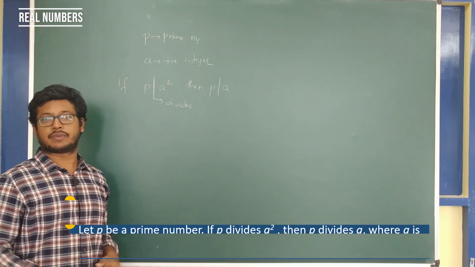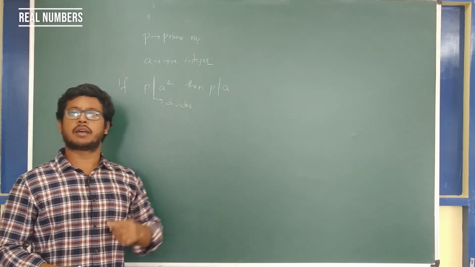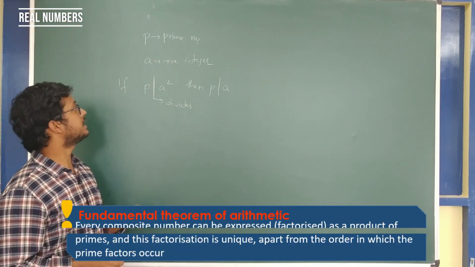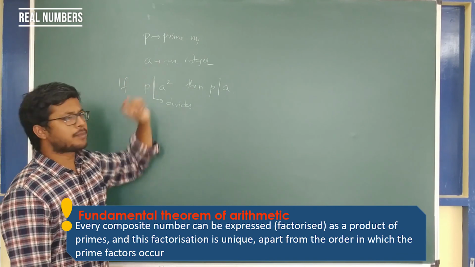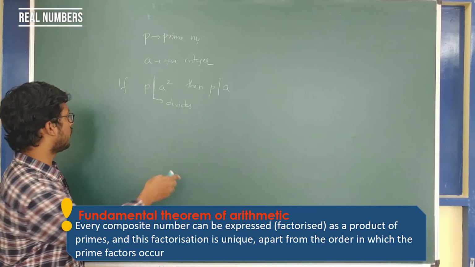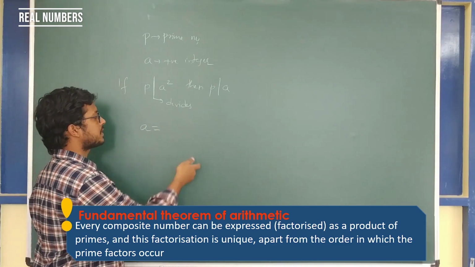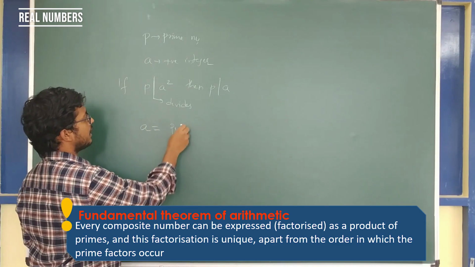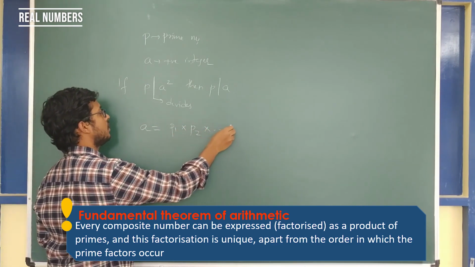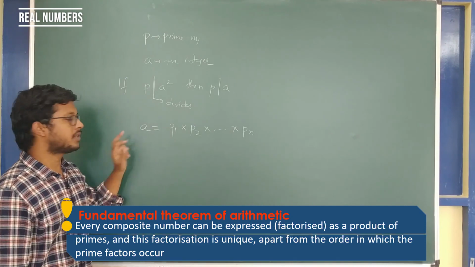Now, how do we prove this one? Before going to that, we will revisit our fundamental theorem of arithmetic. What does it say? If a is any positive integer, we can express a as a product of prime numbers. That we have already seen. So, a can be expressed as a product of some prime numbers. Let us take a can be written as p1 into p2 into so on up to pn. These are all prime factors of a.